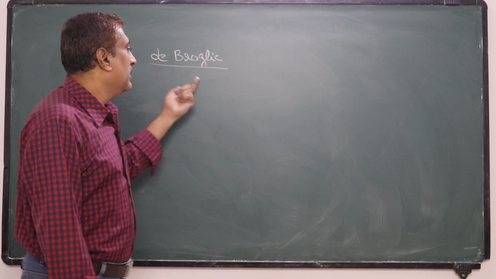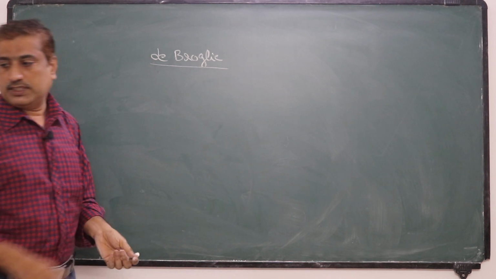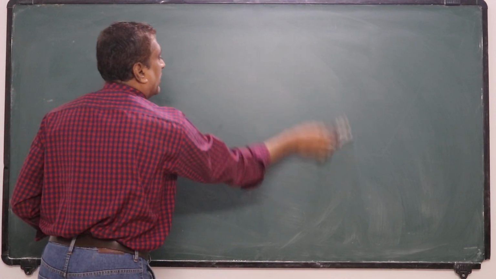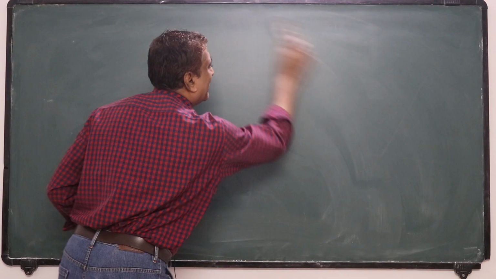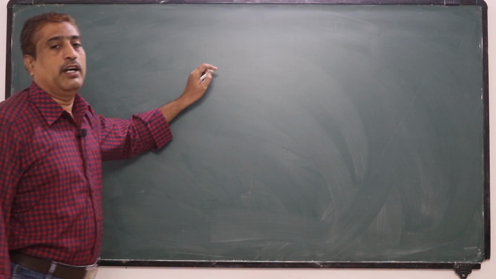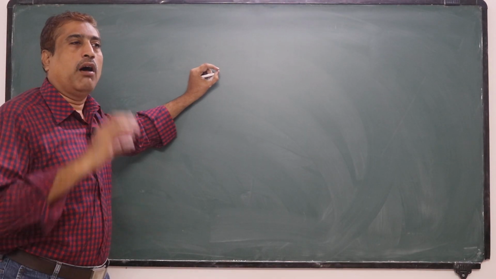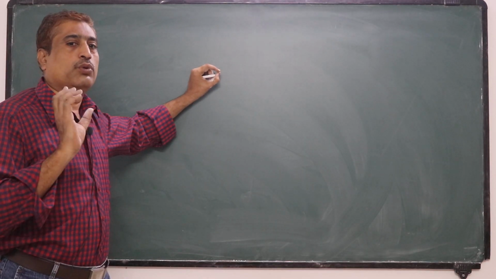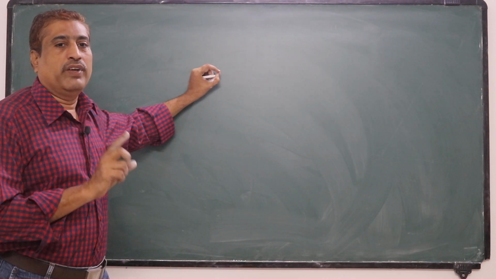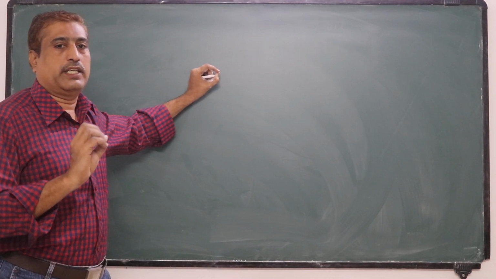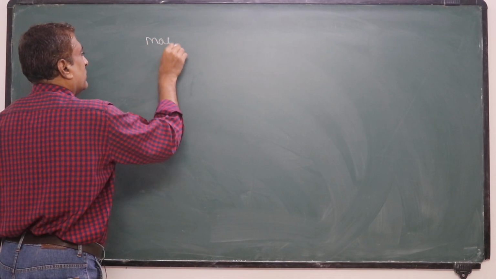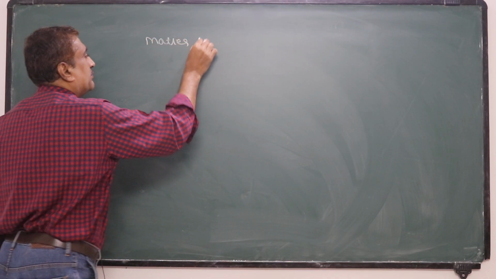So his hypothesis is that when particles exhibit wave nature. According to this de Broglie hypothesis, all the moving objects are associated with waves, and those waves are called matter waves or de Broglie waves.